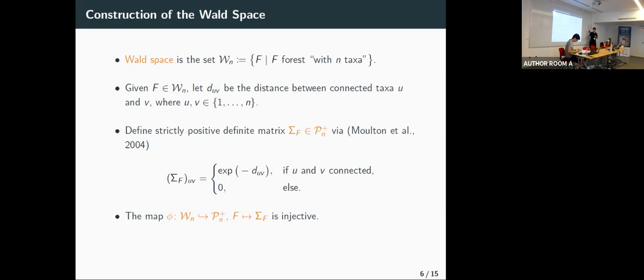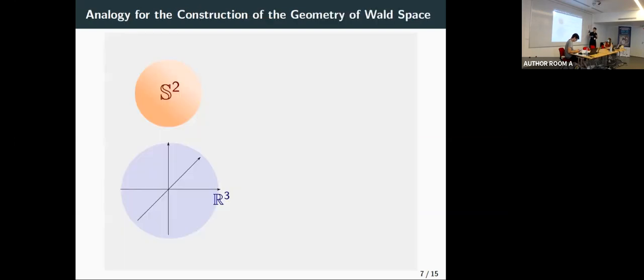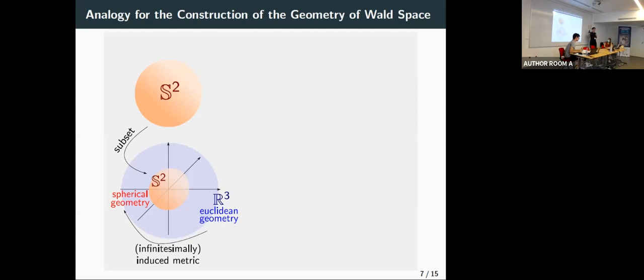All right, so now the question is, how do we define a metric on this, for now just a set, on the Wald space, W_n? Okay, for this I've made a small analogy. All of you know the two-dimensional sphere. You can just see it as a subset of R3. And then consciously, we choose the Euclidean geometry on R3. And what we do is we take the infinitesimally induced metric to obtain the spherical geometry on the sphere. Okay, so this is the arc length distance then on the sphere.